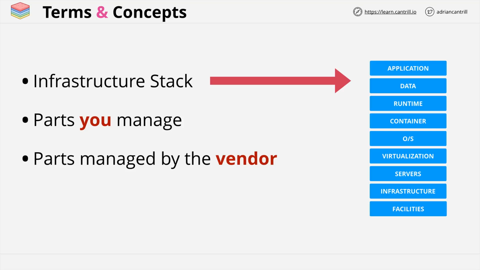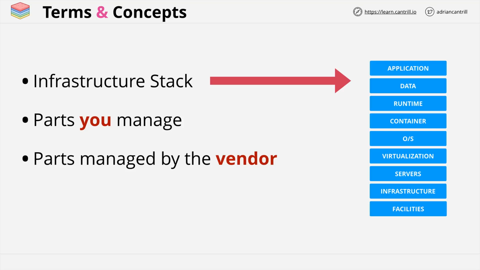Now, this is true for any system. Some parts you manage, some parts somebody else manages. You don't manage any part of Netflix, for example. Netflix as an entity manages everything end to end. But if you do work in IT, then maybe you do manage all of that IT infrastructure stack or some parts of it.